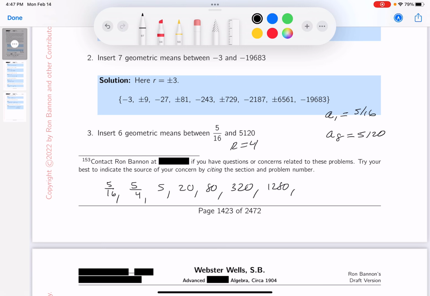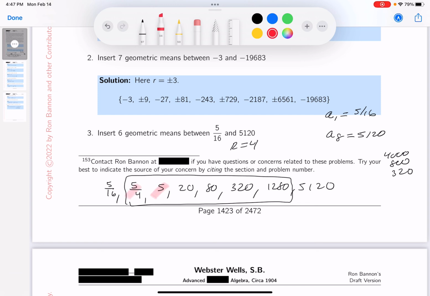Multiplying by 4, that's 5120. I want to point out, this is what I just inserted, right? How many terms are there? Well, looking at it, 1, 2, 3, 4, 5, 6.